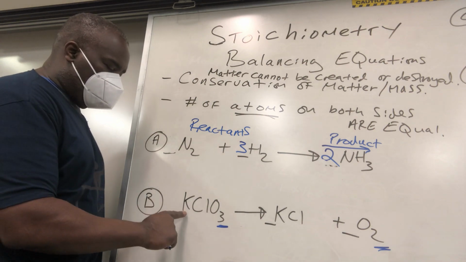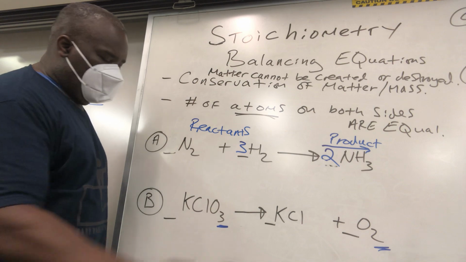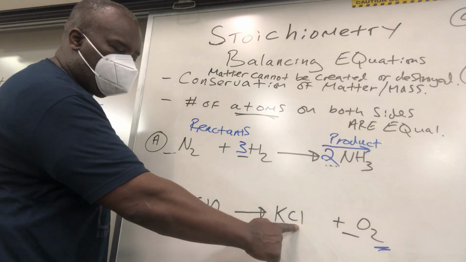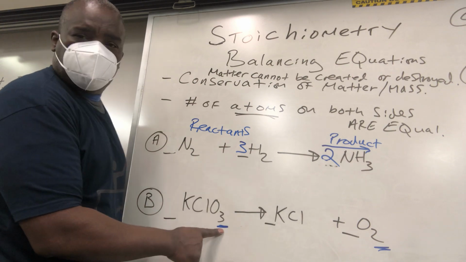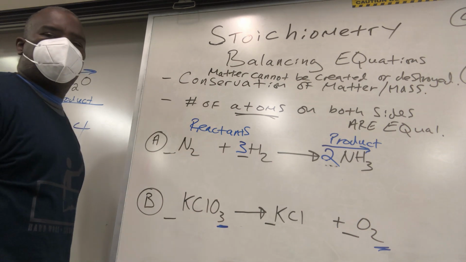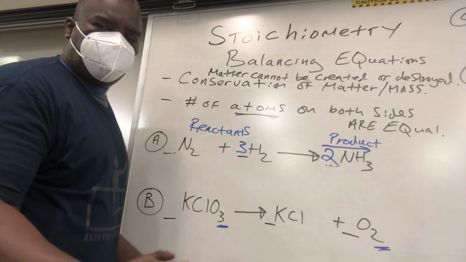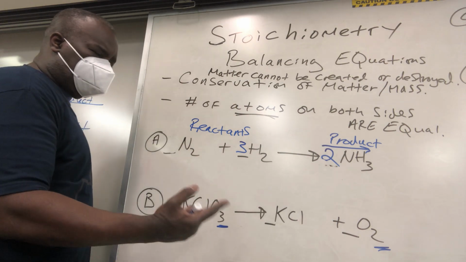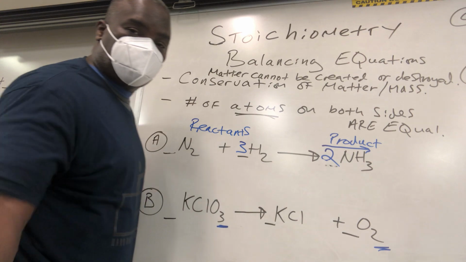But let's check our K's. We got K here, we got K there. Our potassiums are okay, all right? We got Cl here, we got Cl there, 1 and 1. The Cl's are okay. So the issue now is with the oxygens. We got 3 oxygens here and only 2 there, okay? So what we can do, we can find a common multiple for them, right? So if we say, okay, a simple common multiple for 3 and 2 is 6, right?